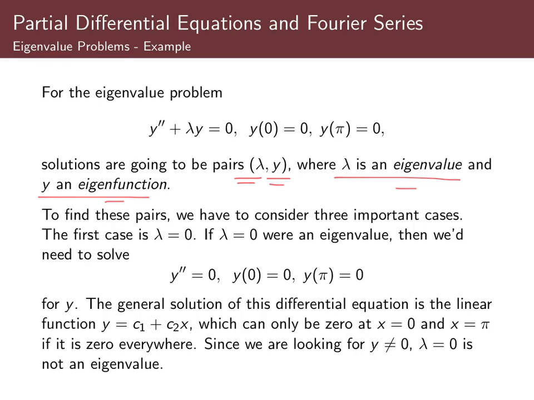The first case that we have to consider is that lambda is 0. If lambda is 0, then we have this pretty simple boundary value problem where the second derivative of y is 0, and y is 0 at two different points. And the only function that does this is the function y is equal to 0. And since we're looking for non-trivial solutions, lambda equals 0 is not an eigenvalue.